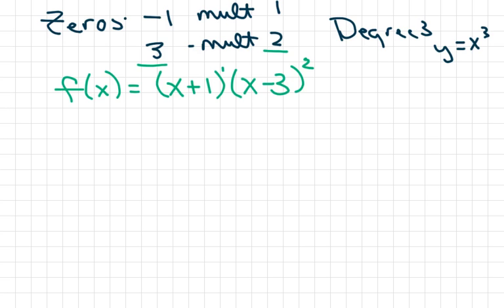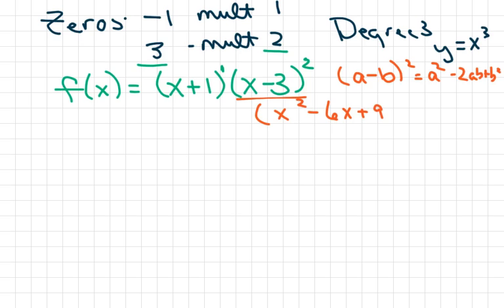Now, in this case, multiplicity of 1, that just means it's the first power, which is the ones we did before. Now, when I FOIL this out, what I'm going to do first is this part, because I know this has the form of a minus b squared, which we know is a squared minus 2ab plus b squared. So I'm going to go ahead and take care of that. That's going to be x squared minus 6x plus 9. And then I'm going to have to multiply it by x plus 1. And I'm going to move it over here.